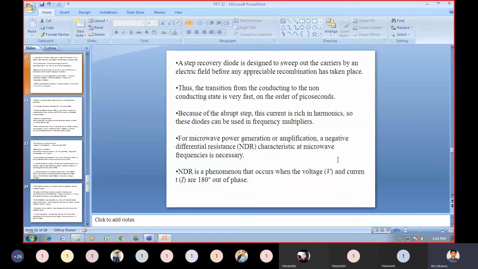For microwave power generation or amplification, a negative differential resistance, NDR, characteristic at microwave frequencies is necessary. A negative differential resistance is a phenomenon that occurs when the voltage and current are 180 degrees out of phase.